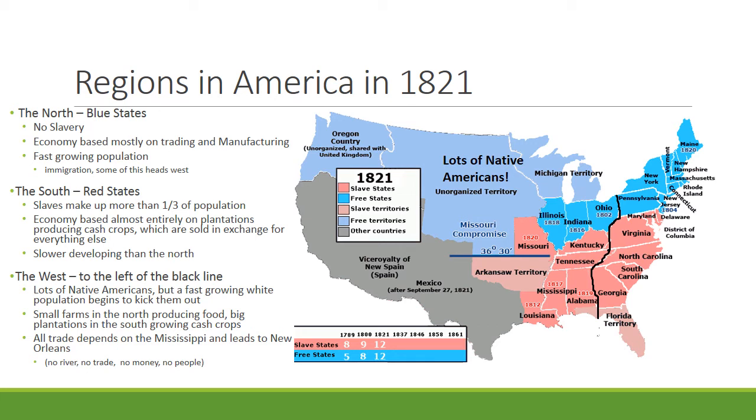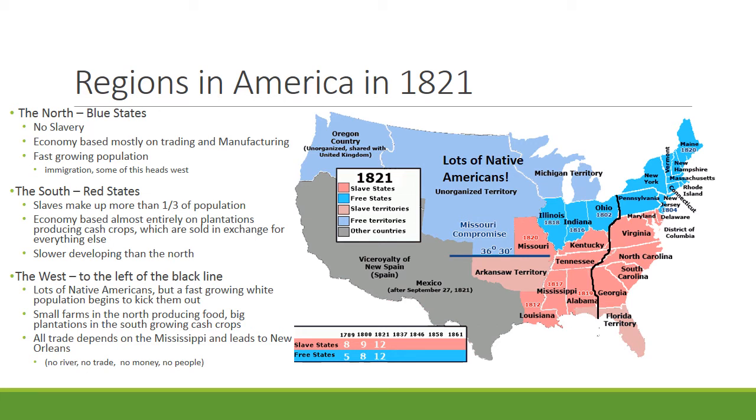And one last thing is the blue states are growing very quickly. They're getting a lot of immigrants who are coming over across the ocean from Europe, and they are also sending a lot of people out west. So most of the people moving into the western territories, especially Ohio, Indiana, and Illinois, come from the northern states.